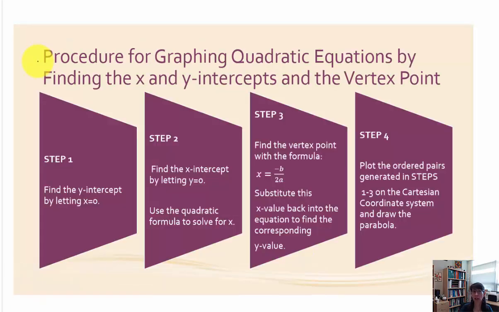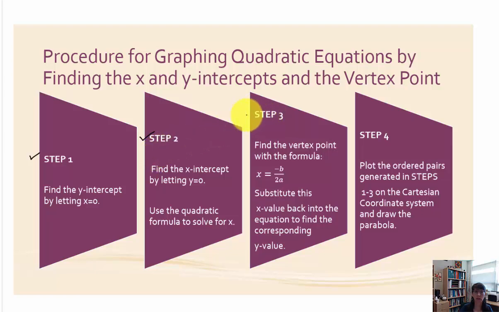The procedure for graphing quadratic equations by finding the x and y intercepts and the vertex point are as follows. For step 1, we're going to find the y-intercept, and we'll have that calculation already. Step 2, we're going to find that x-intercept, so we can plot that.